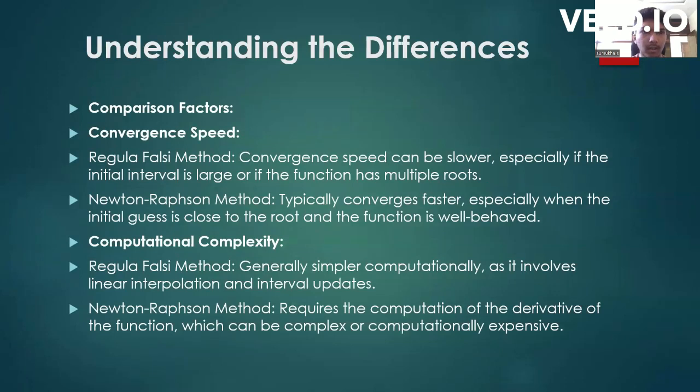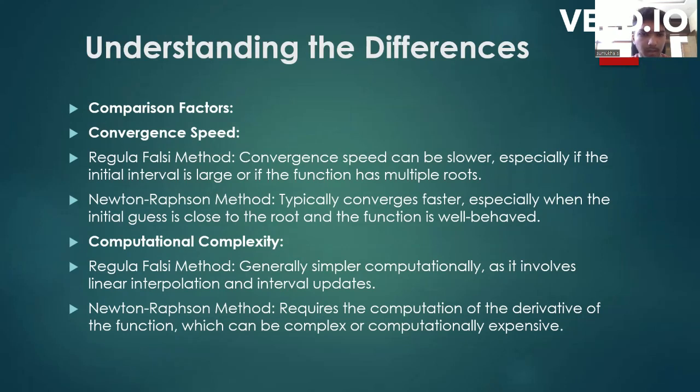Understanding the differences. Comparison factors. Convergence speed. In the regula falsi method, convergence speed can be slower, especially if the interval is large or if the function has multiple roots. Newton-Raphson method typically converges faster, especially when the initial guess is close to the root and the function is well behaved.